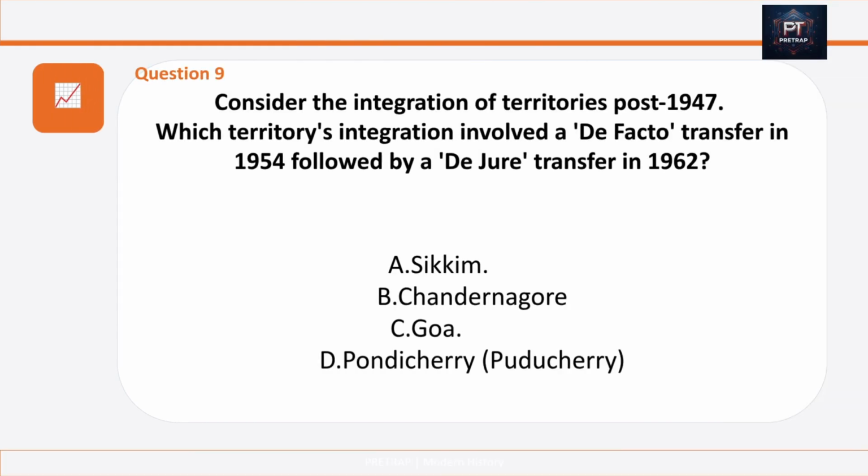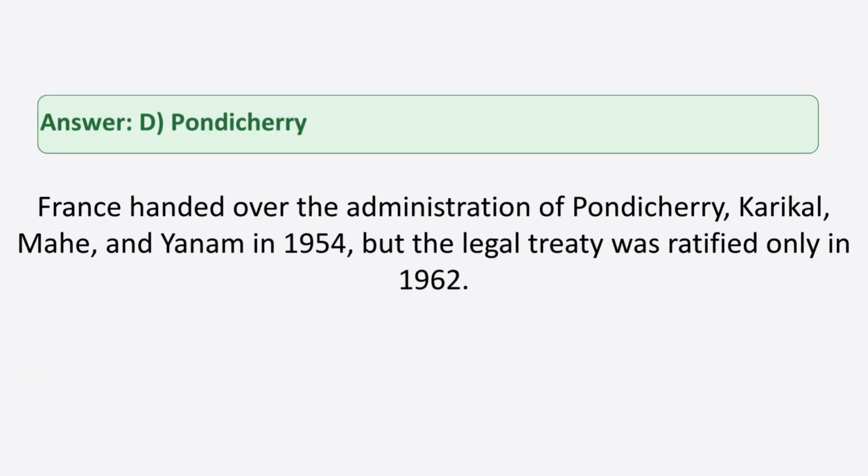Question number 9 is consider the integration of territories post 1947. Which territories integration involved a de facto transfer in 1954 followed by a de jure transfer in 1962? Option A, Sikkim, option B, Chandernagar, option C, Goa, option D, Pondicherry. And the answer is option D, Pondicherry.